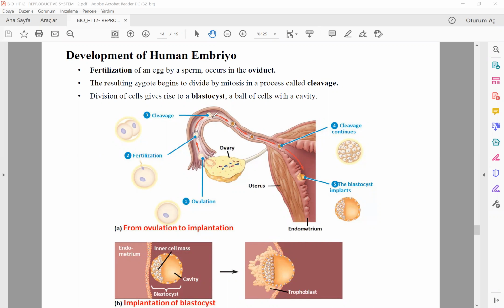On the sixth day, the blastocyst implants into the endometrium of the uterus. The shape of this embryo we call blastocyst, with the help of trophoblast cells, which will form the placenta in the future. Okay, this is the implantation.